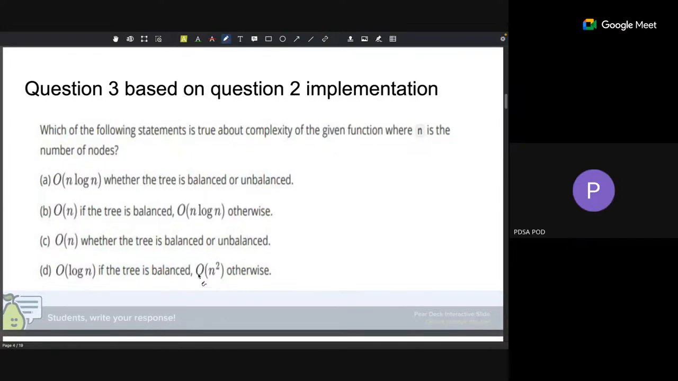So is it O of n log n, whether the tree is balanced or unbalanced? That will not make a difference. Balancing is not the job of this function; that's the job of the AVL tree. The AVL tree benefit is that searching, insertion and deletion performance is improved. But here, this function is exclusively traversing, and traversing means it is visiting each node at least once. So whether it's balanced or unbalanced, it visits all the nodes in the tree, so definitely it's O of n.